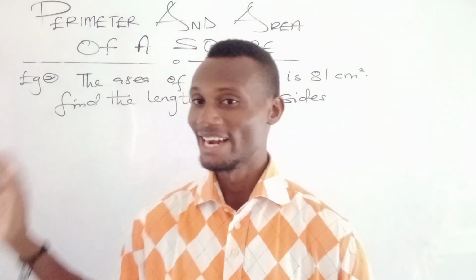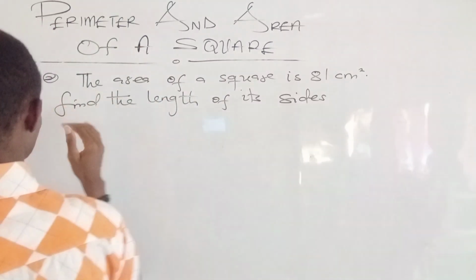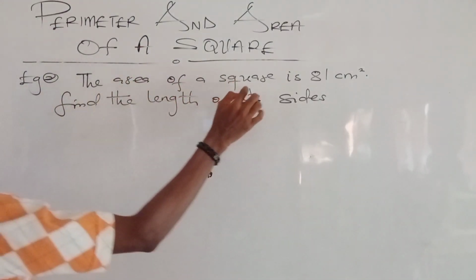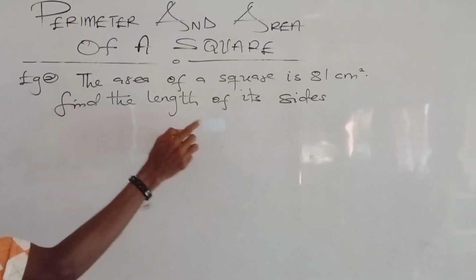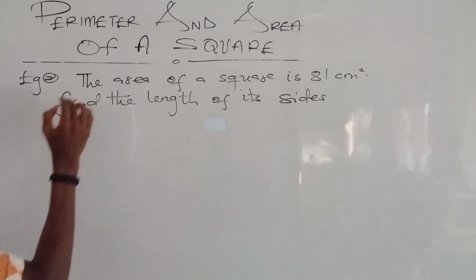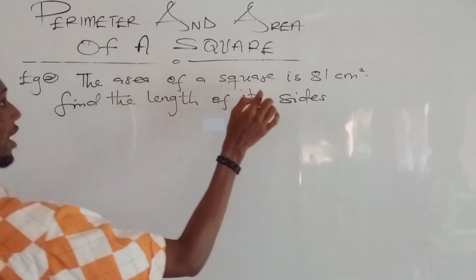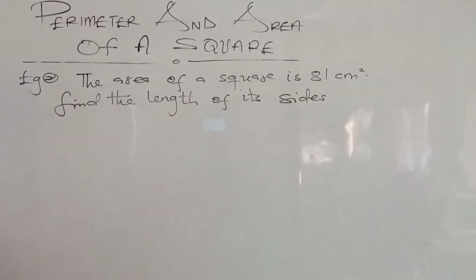Let's go ahead and handle the example 2 that I have on the board. So example 2 says the area of a square is 81 centimeters squared. It says we should find the length of its sides. Let me read again. It says the area of a square is 81 centimeters squared. Find the length of its sides.